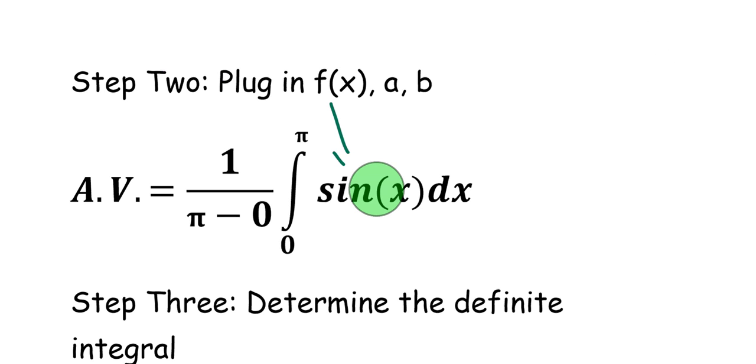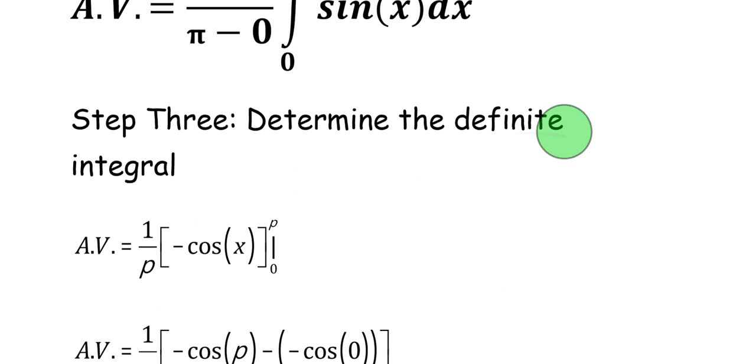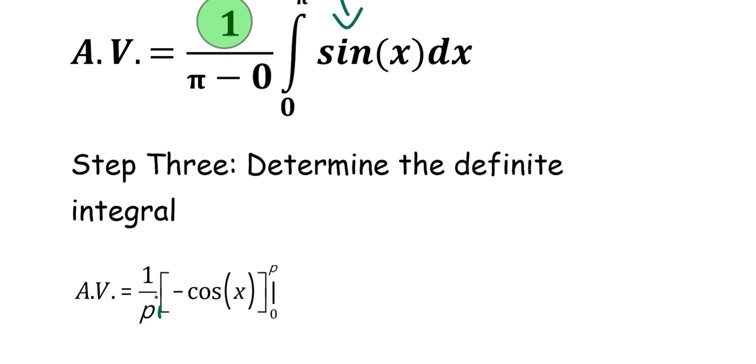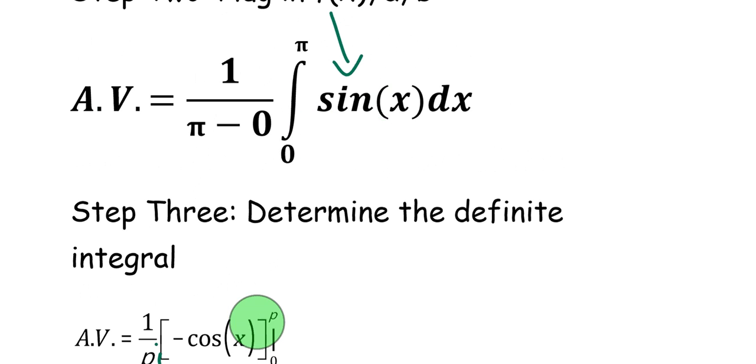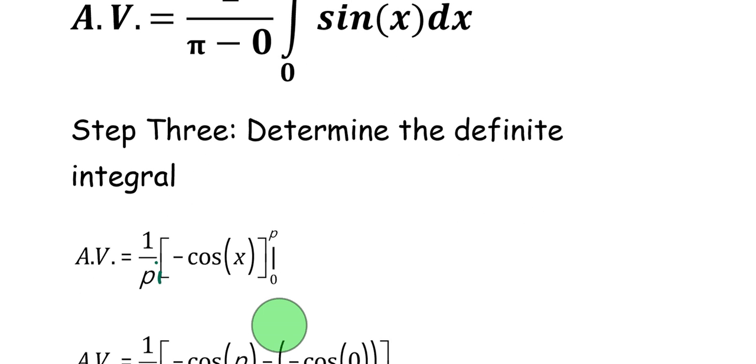So very simple. And then basically all you have to do is find the integral and then figure this stuff out, right? This is going to be 1 over pi. Step 3 is to determine the definite integral. So that should say pi. Sometimes when this converts to a PDF, it doesn't convert correctly. So this is going to be 1 over pi times the integral of sine of x from 0 to pi.